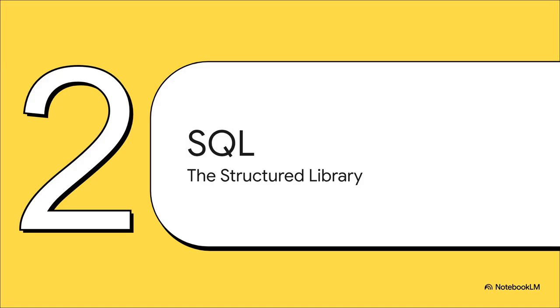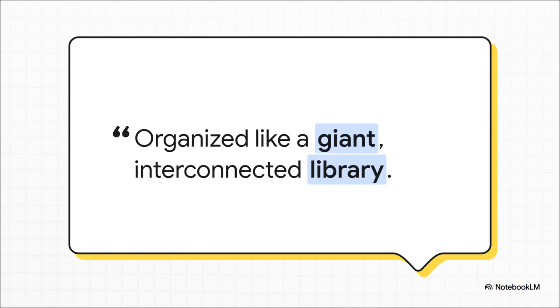Section 2, SQL, the structured library. And this brilliantly illustrates our first major architectural philosophy. The source material draws an incredibly insightful analogy here. Relational, or SQL, databases are organized like a giant, interconnected library. So instead of just random, messy piles of data, you have these perfectly aligned aisles, categorized shelves, structured index cards, and a highly logical mapping system. It places an absolute premium on strict organization and totally predictable structure.